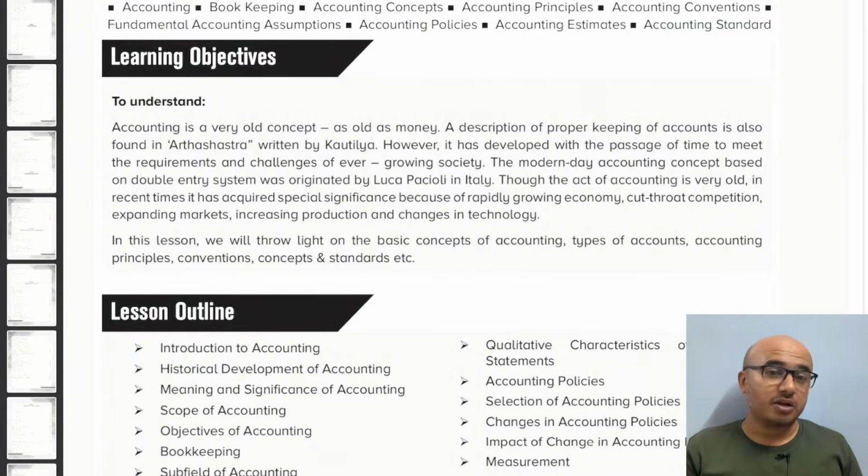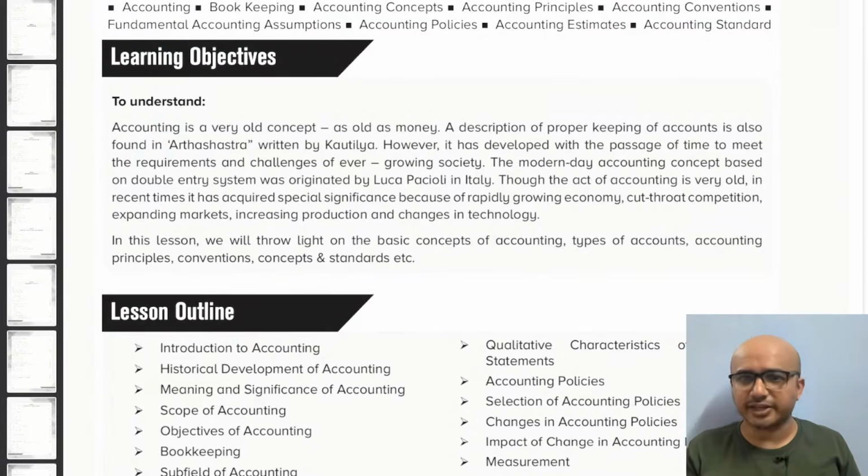So let's see. They say accounting is a very old concept, as old as money. Of course, yes, ever since money was invented, I would say, we have had a need for accounting. A description of proper keeping of accounts is also found in Arthashastra, they say, written by Kautilya. Of course, we would find it, because anyone who has to govern a society will have to have this type of system somewhere. This is nothing but a system, I would say. However, it has developed with the passage of time to meet the requirements and challenges of an ever-growing society. Of course, back then we didn't have cross-border transactions, we didn't have these types of complex income tax laws, etc.